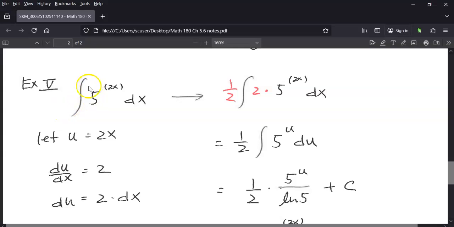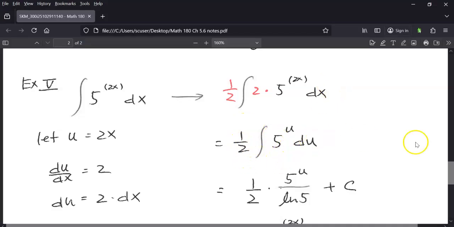Example 5. Integration of 5 to the 2x dx. Now we're going to let u equal 2x, so du dx equal to 2, so du equal to 2 dx. So again, we have the dx, we need a 2. So we add a 2 here, we need a 1/2 outside. So we're going to change this whole equation using u substitution to 1/2 integral of 5 to the u du.